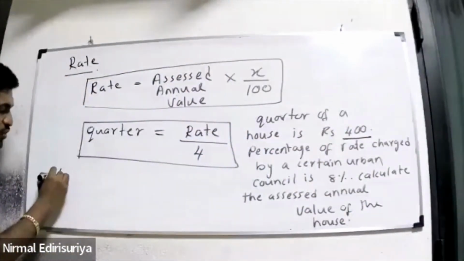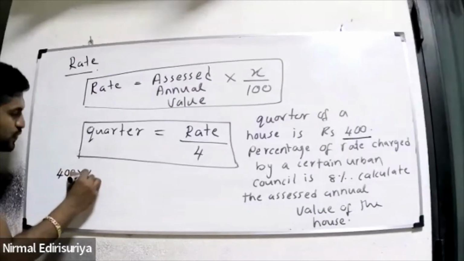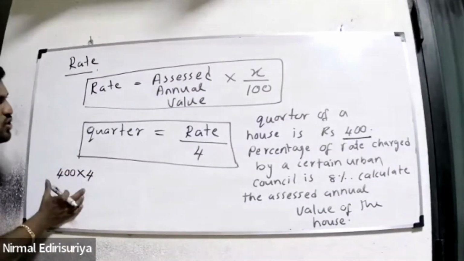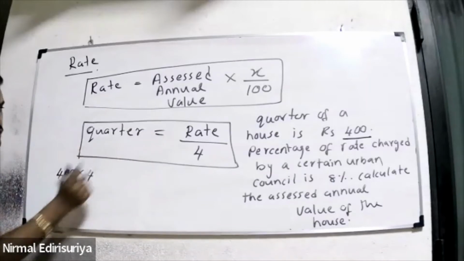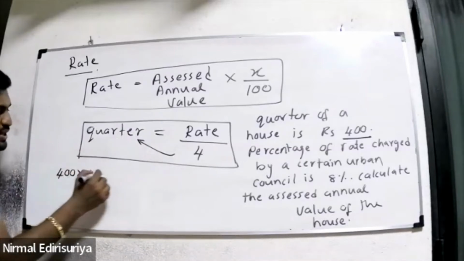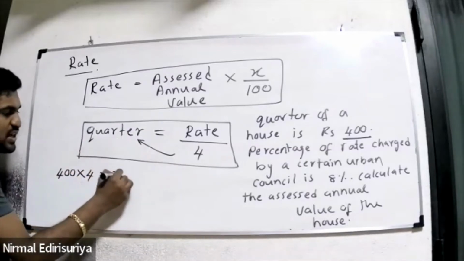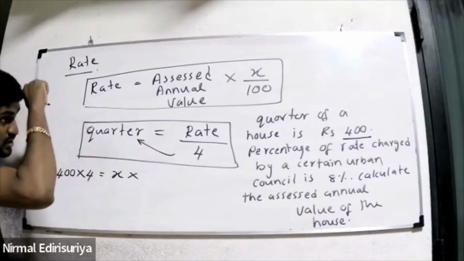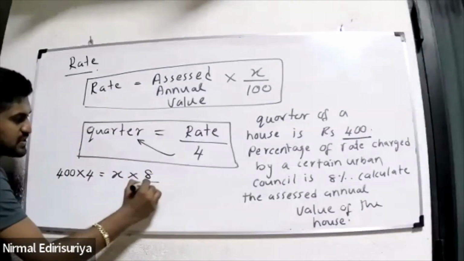And our weight is how much? 400 into 4. Quarter into 4. Okay guys, quarter into 4 is weight equals assessed annual value, which you don't know, then percentage of weight is 8%.